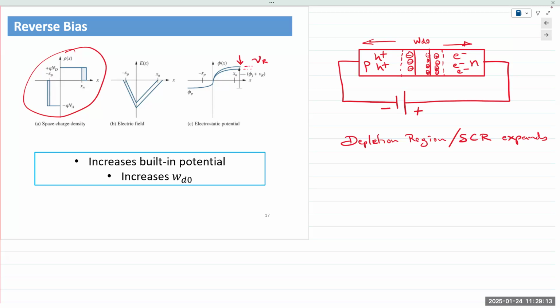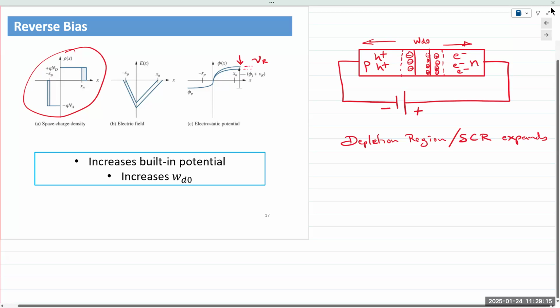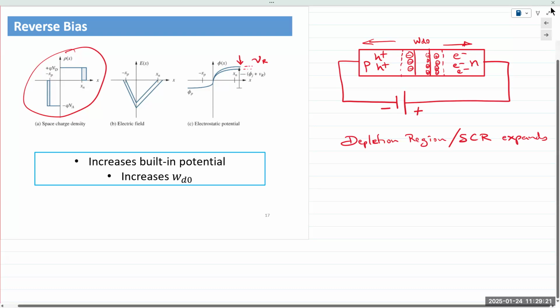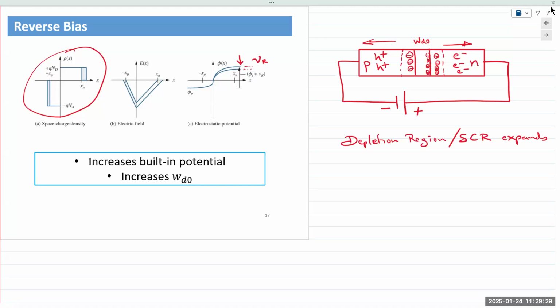Okay, so phi j is the original junction potential. Silicon is like 0.6, 0.7 volts. Now you're applying a reverse bias to it, let's say 0.5 volts, 1 volt. Then your built-in potential now is increased by that amount. So VR is the reverse bias voltage that is applied.